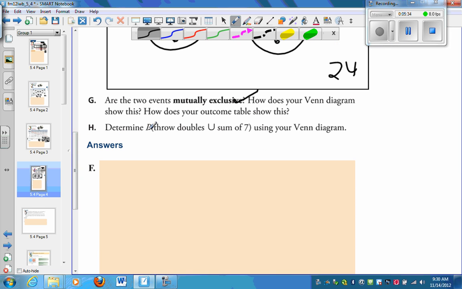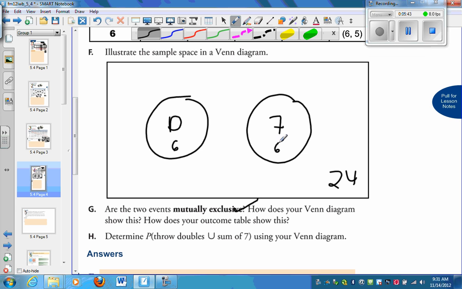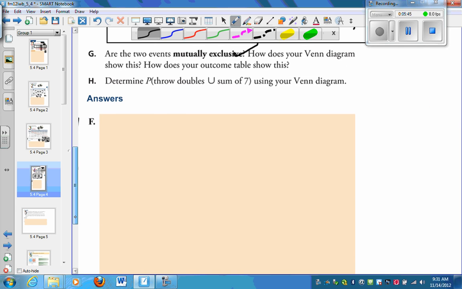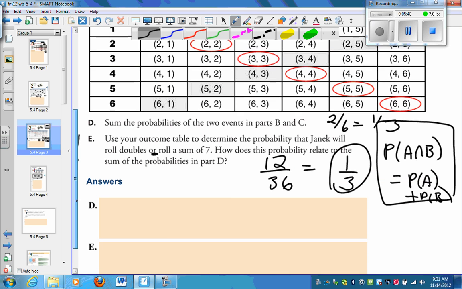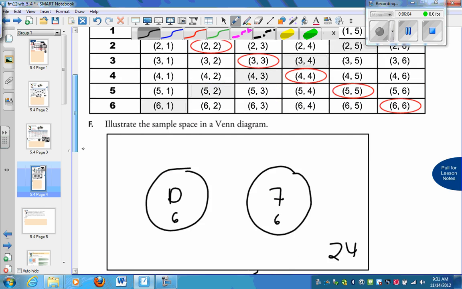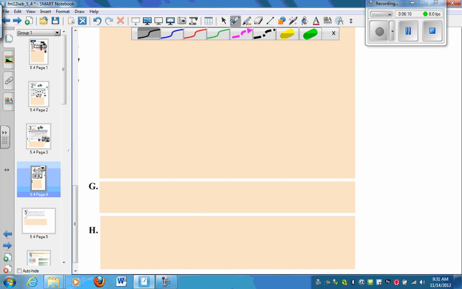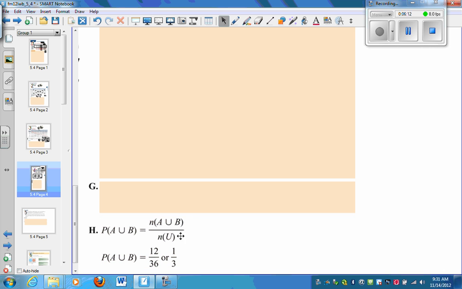Determine the probability of throwing doubles or 7 in union using your Venn diagram. So union. We have 6 and 6. That is 12. Oh, I made a mistake here. This should have been union, or, things like that, not and. Sorry, it should have been union. So the probability using your Venn diagram is equal to 12/36 or 1/3.